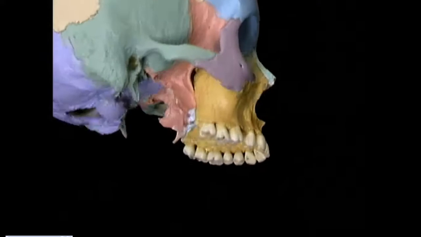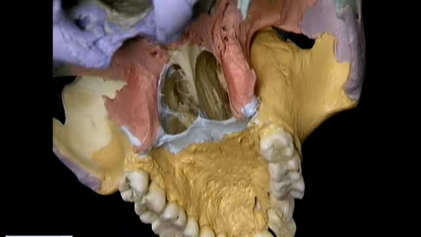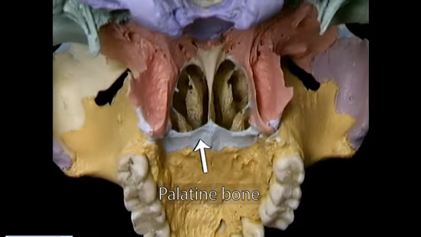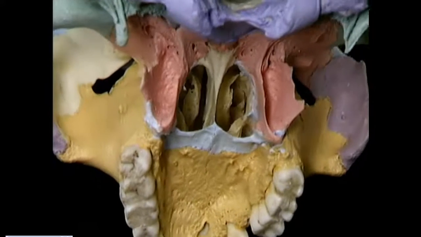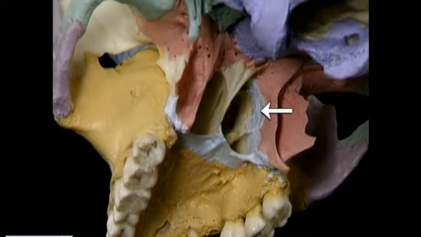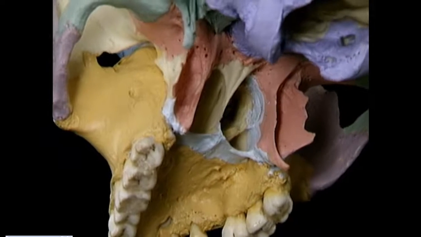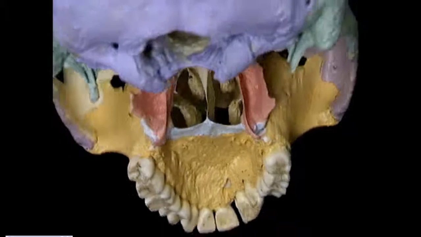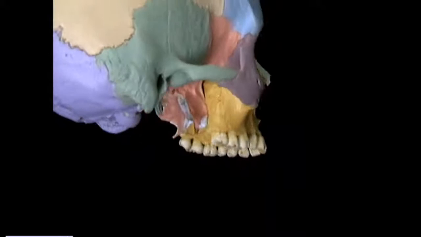Last of all, we'll look at the palatine bone. Here's the lower part of it. On each side, the palatine bone forms the posterior part of the hard palate and part of the side wall of the nasal cavity. We'll get a better look at the palatine bone when we look at the nasal cavity.